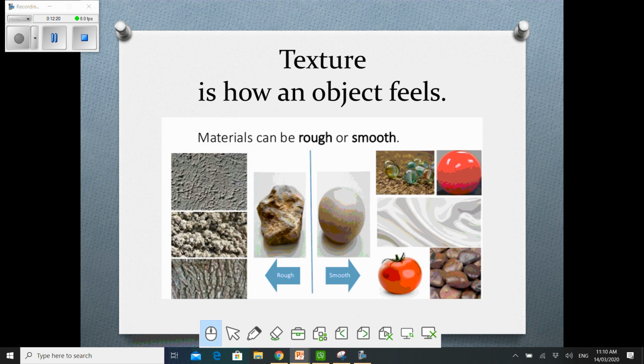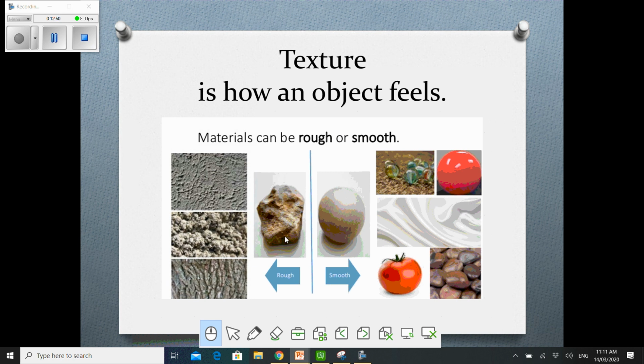The texture, say texture. What do you mean by texture? It is how an object feels. Texture, how an object feels. Good, boys and girls. Texture, how an object feels.